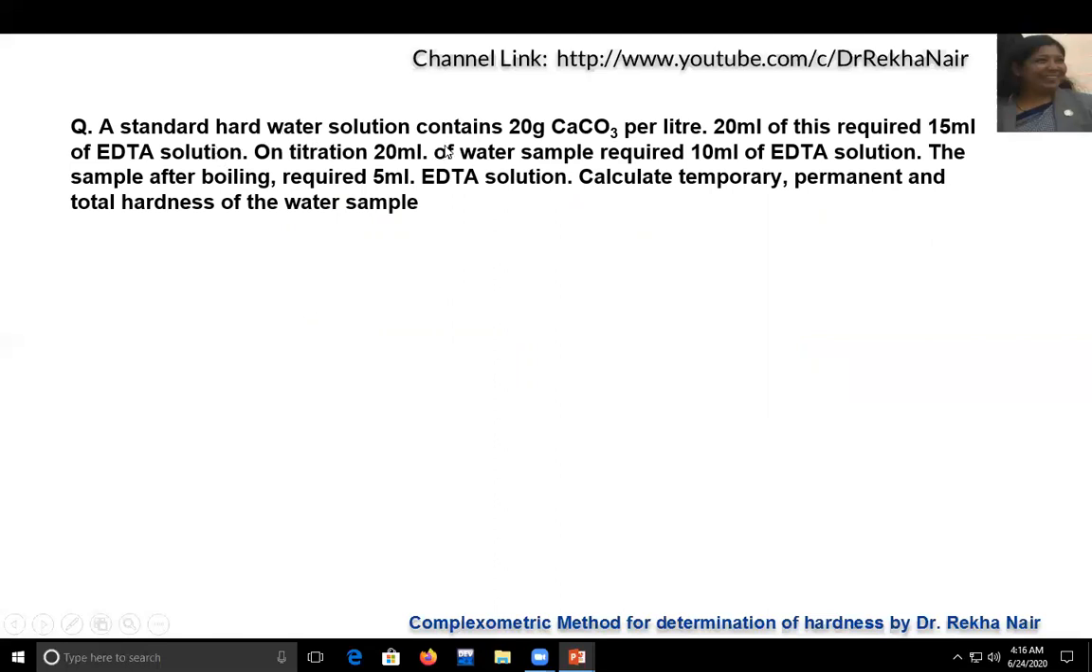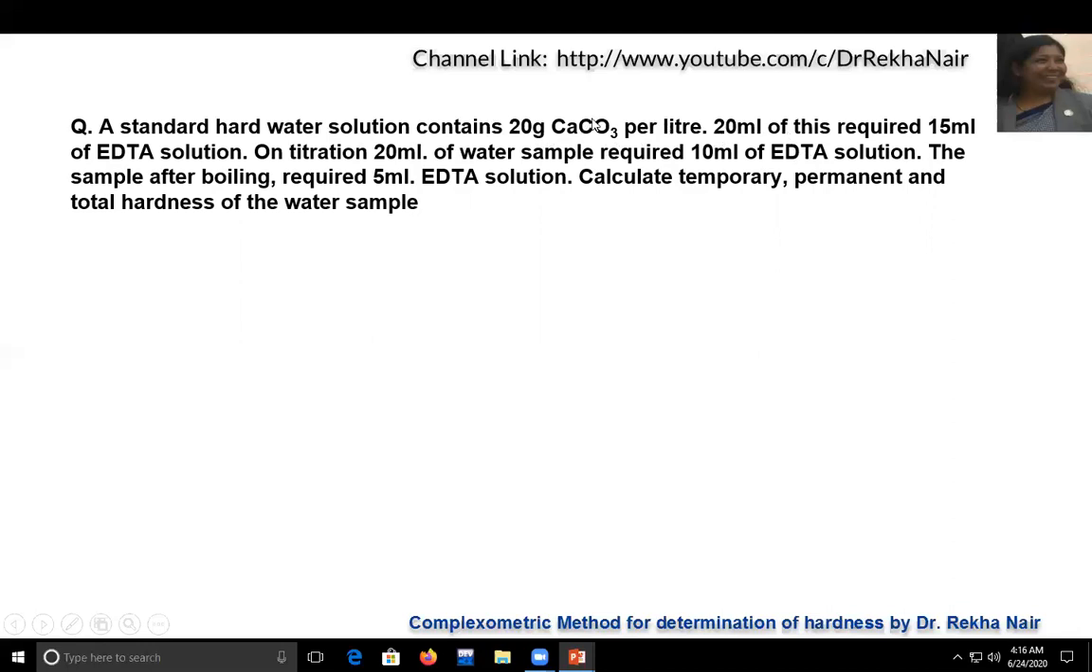The standard hard water contains 20 gram of calcium carbonate per liter. You can see it is 20 gram, not 1 gram calcium carbonate per liter as in the previous example, where during the titration we always used 1 gram of calcium carbonate. But here they are giving 20 gram of calcium carbonate per liter for standard hard water. Okay, this you have to remember.